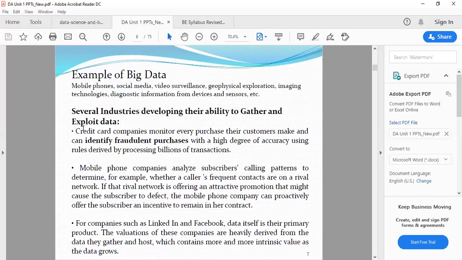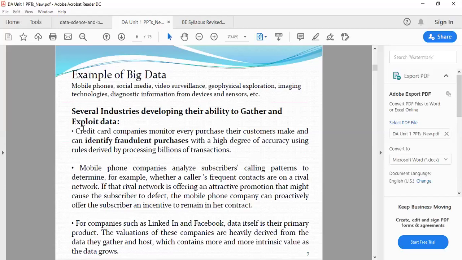Second one is mobile phone companies analyze subscribers' calling patterns to determine, for example, whether a caller frequently contacts people on a rival network. If the rival network is offering an attractive promotion that might cause a subscriber to defect, the mobile phone company can proactively offer the subscriber an incentive to remain in her contract. This is the second example.